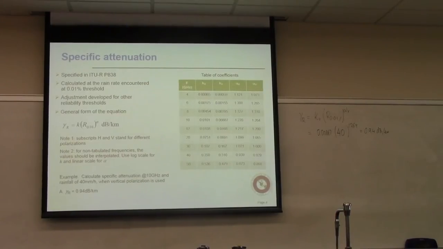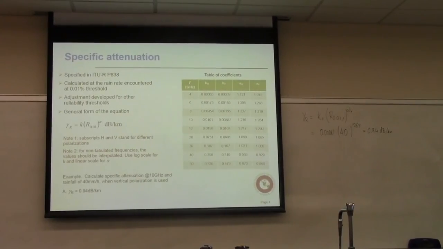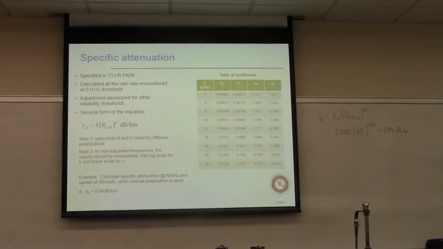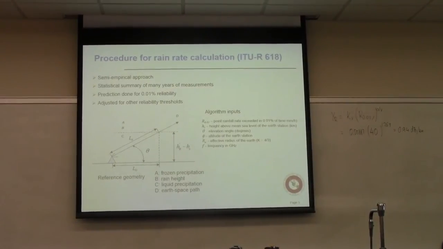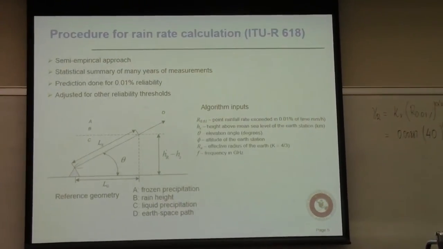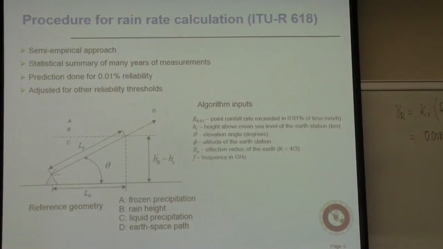So that takes care of the first part of the specific attenuation. The second part is your effective length. And effective length is calculated based on this kind of diagram. This is covered in ITU-R 618. There's a dash, and then there is a year for the specification. I think the latest one might be 9. That's the one that I was using for the notes.